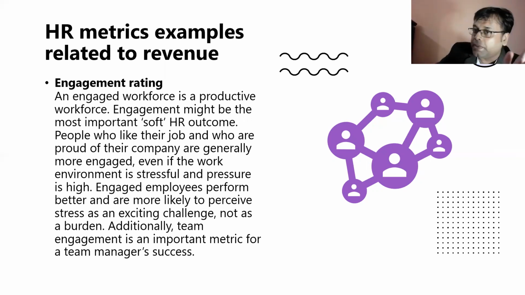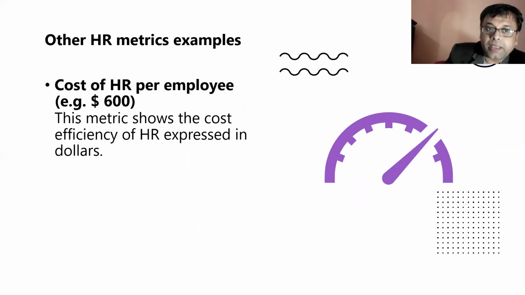So that is another example of the engagement rating. Next one is the other category, that I have told there will be 3 categories. So the third category, the other category. Number 1 is the cost of HR per employee.